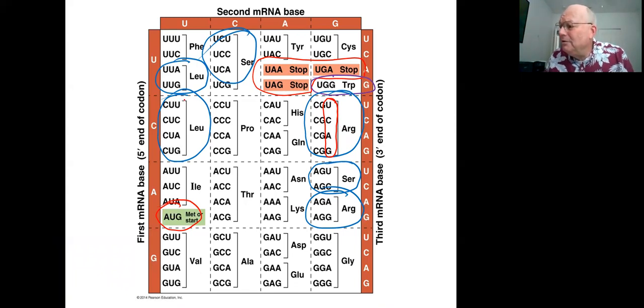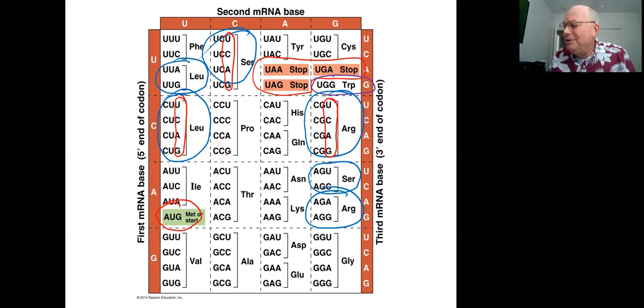Same with leucine. As long as you get CU, doesn't matter what the third one is, could be any one of these 4, you're going to get leucine in there. And the same with the serine up here. If you get UC in the messenger RNA, doesn't matter what the third one is, you're going to get serine put in. This has become recognized as what is referred to as the wobble base. And you can see that this is the case for many of the amino acids.